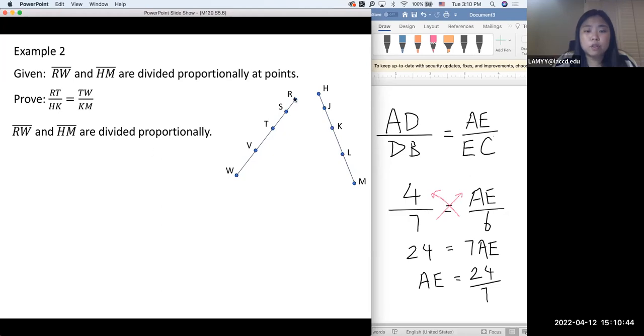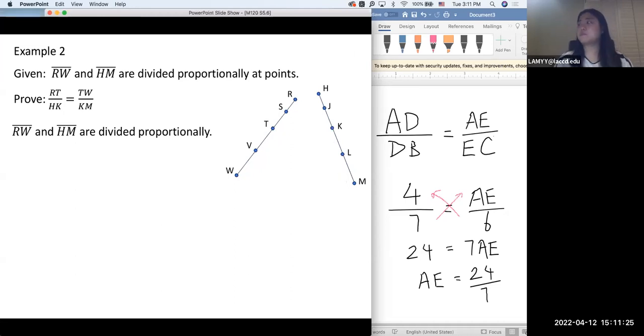Given that R, W, and HM are divided proportionally at points, I want you to prove that RT over HK equals TW over KM. The previous slide said RS over HJ equals ST over JK, one segment by one segment. But now I want you to try to prove RT over HK equals TW over KM.